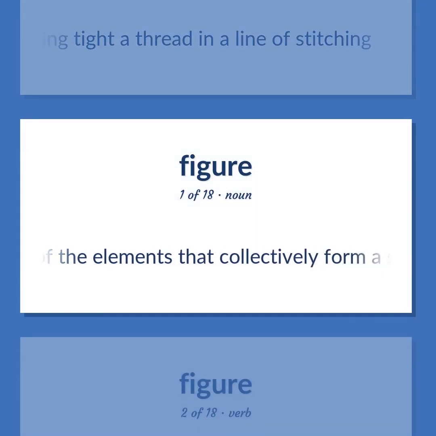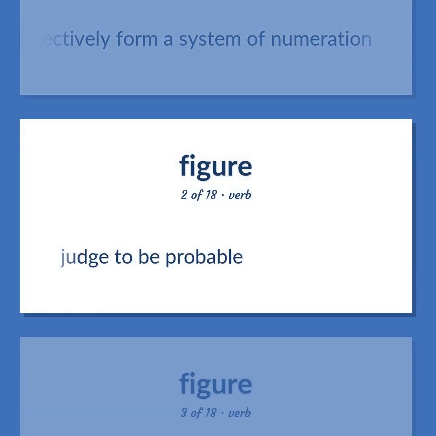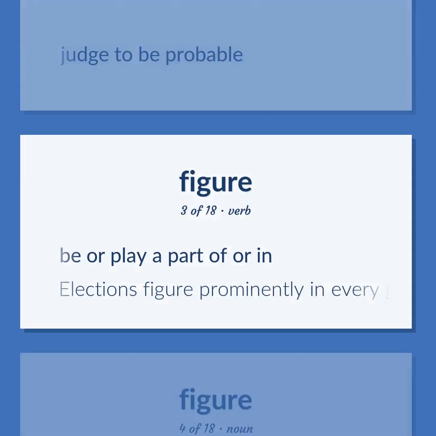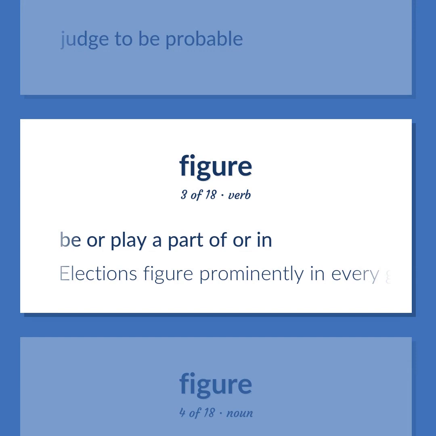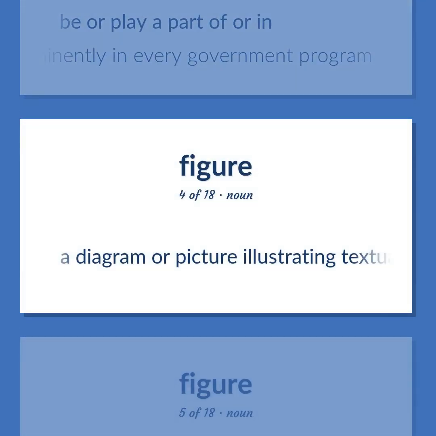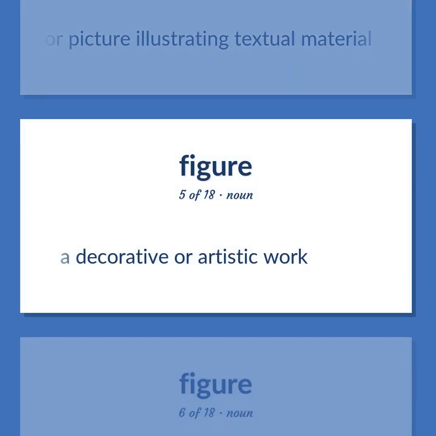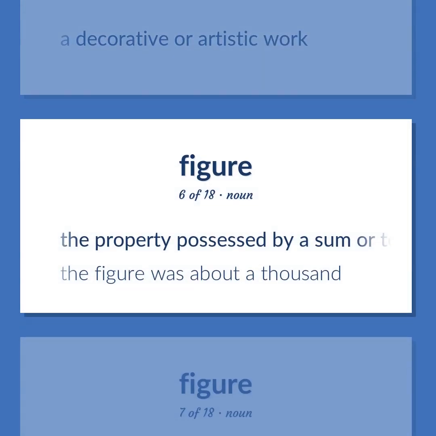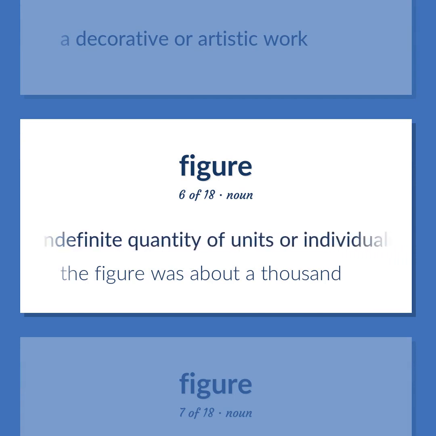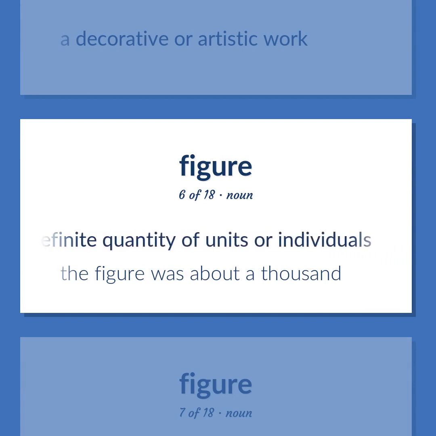One of the elements that collectively form a system of numeration. Judged to be probable. Be or play a part of or in. Elections figure prominently in every government program. A diagram or picture illustrating textual material. A decorative or artistic work. The property possessed by a sum or total or indefinite quantity of units or individuals. The figure was about 1,000.